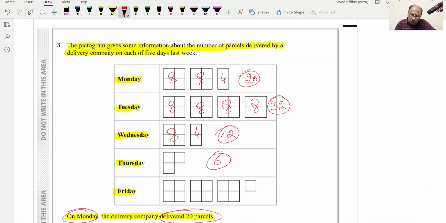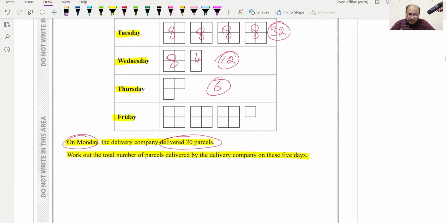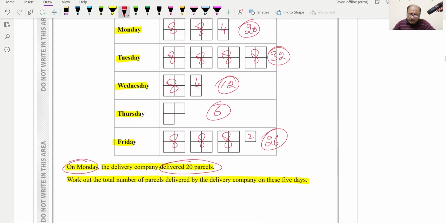So each small box, this one is equal to 2, so 3 small boxes will be 6, so we have written over here 6. Then this is 8, 8, 8 and 2, so it will be 24 plus 2 will be 26. Now to calculate the total we will be adding all.